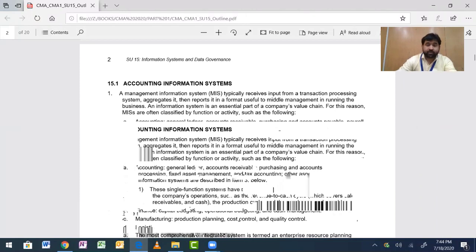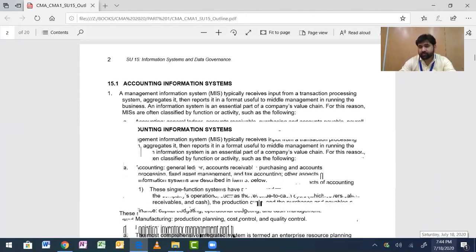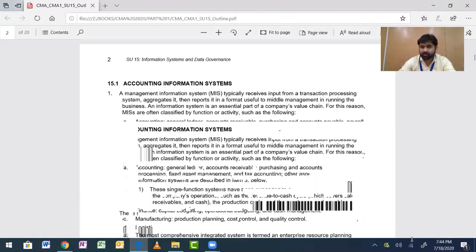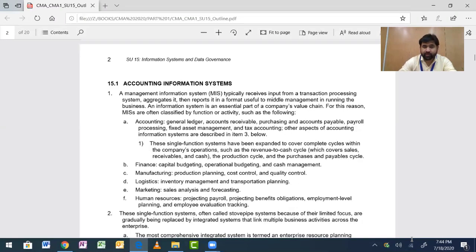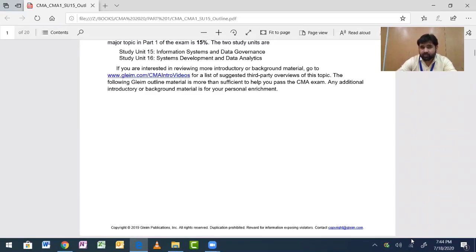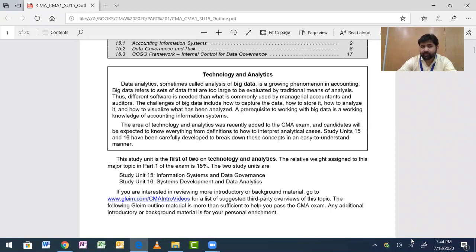Let's take how much? 7:44 it is. We'll start at exactly 7:50. 5 minutes off, so get over with that, and then we'll start with the information system stuff. What is the weightage for this one? Chapters 15 and 16, both are 15%. Okay, see you then.